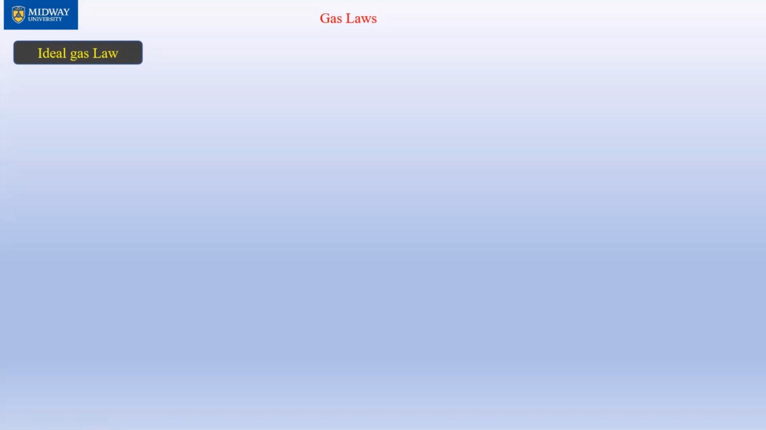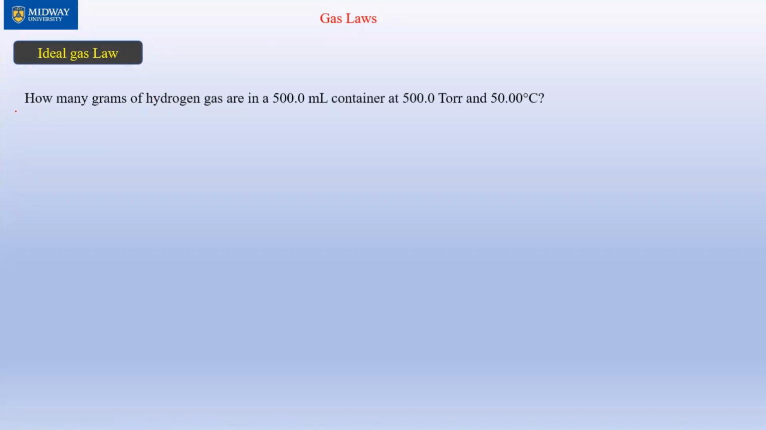Every time you see me do a problem throughout this course, I will be looking at the same problem from a different vantage point. So, how many grams of hydrogen gas are there in a 500 mL container at 500 torr and 50 degrees Celsius? Right away, we need to know which equation to use. We know volume, temperature, and pressure, and we need grams, which means we need to get moles. So we need the ideal gas law equation, PV equals nRT. If you find moles, then using the molar mass of hydrogen, we can get mass.